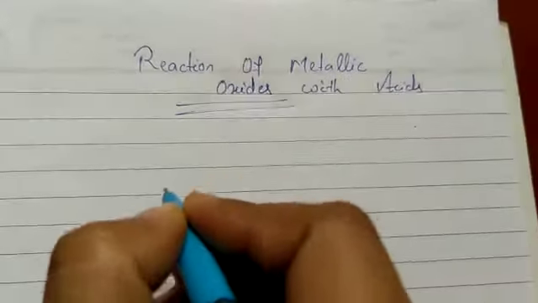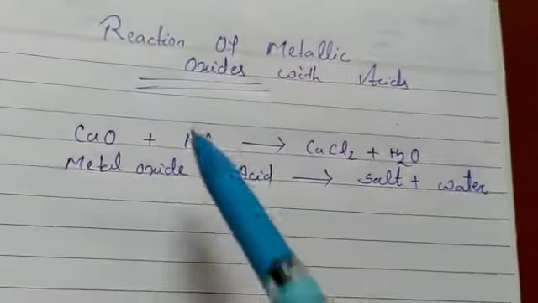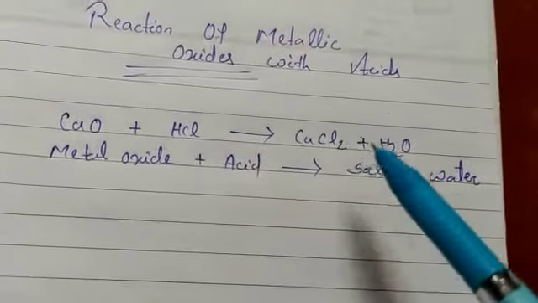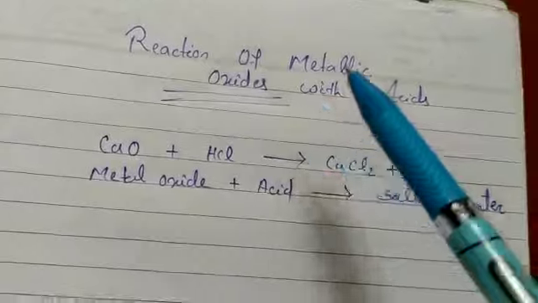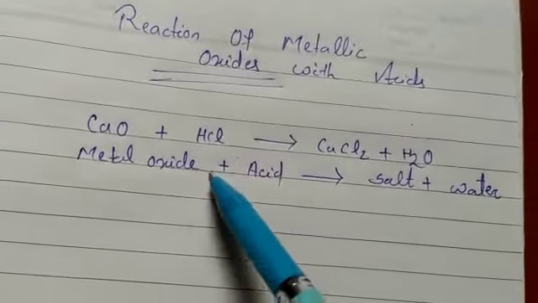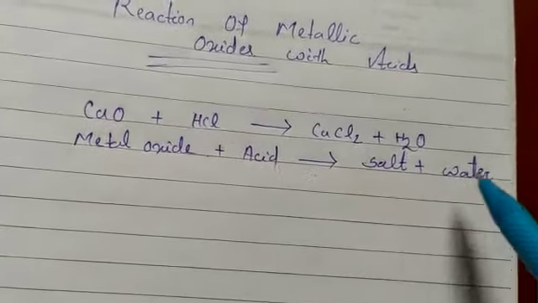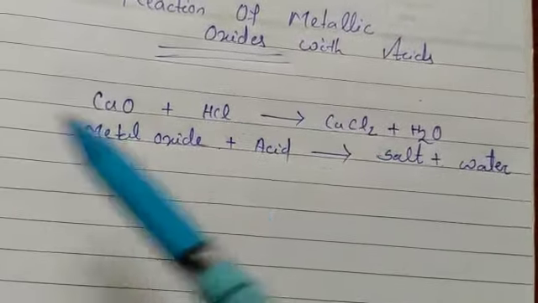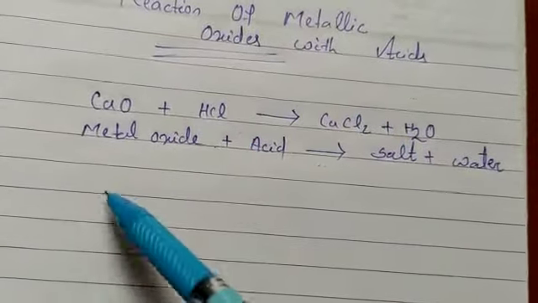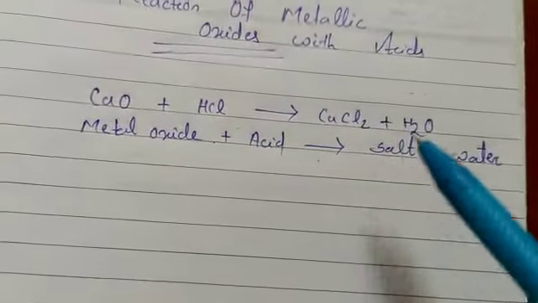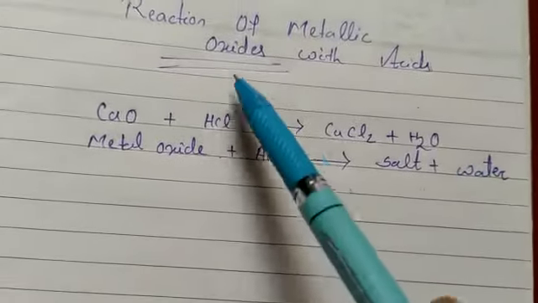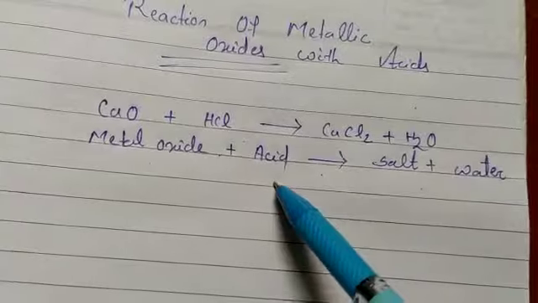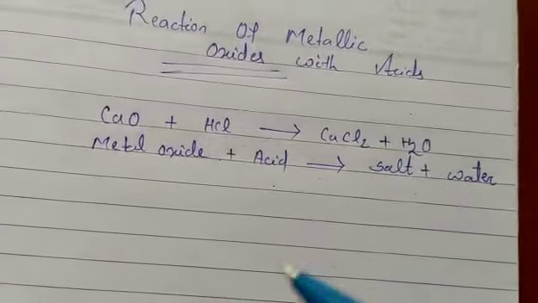Here I can write copper oxide plus HCl, or hydrochloric acid, gives copper chloride plus H2O. In general, I can write metal oxide plus acid gives salt and water. It is quite similar to the reaction of acids and bases. You might remember that when an acid and a base react with each other, they also give salt and water. So this reaction of metal oxide and acid is quite similar to the reaction of acid and base.